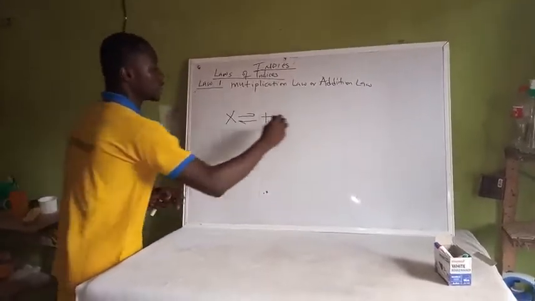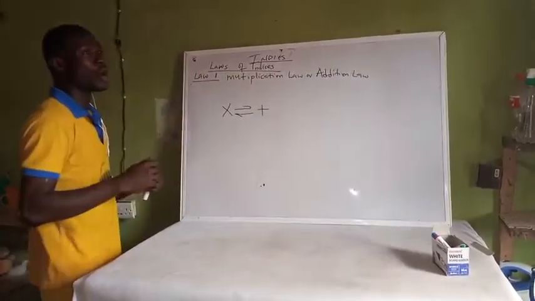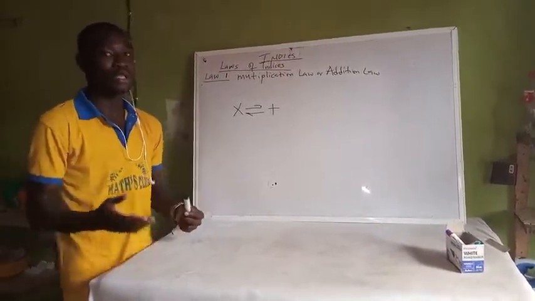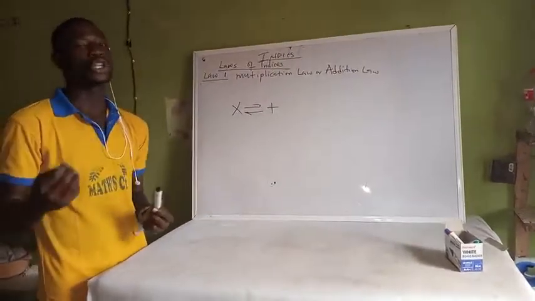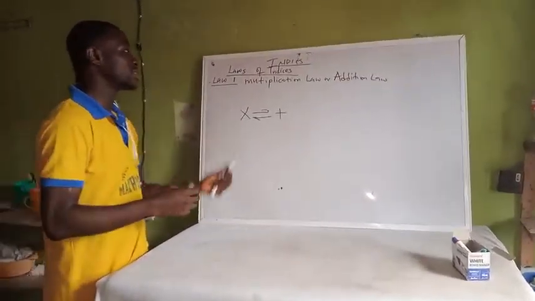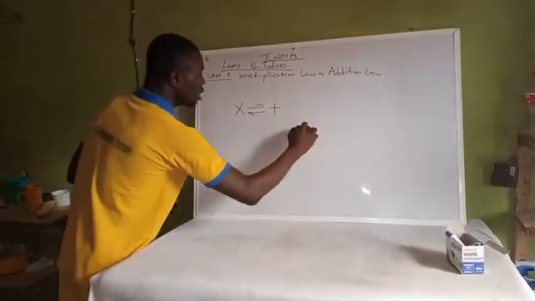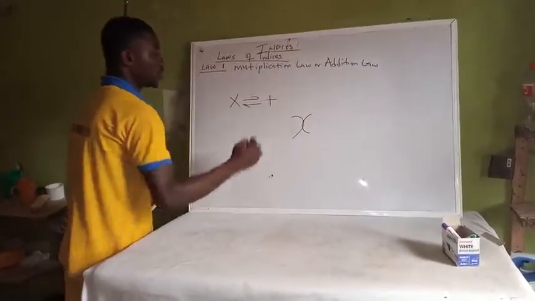And also, I must draw your notice to something. In indices as a whole, we deal with power. Another name for indices is power. You can call it indices, or you can call it power. Indices is the plural form of index. Now, let's look at this form.